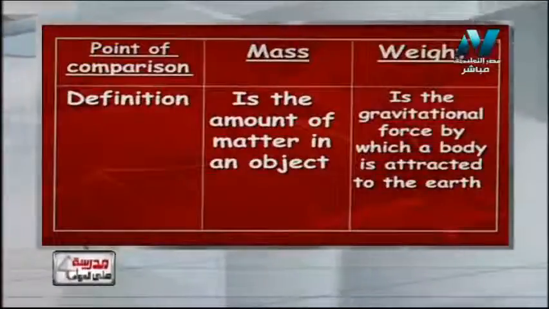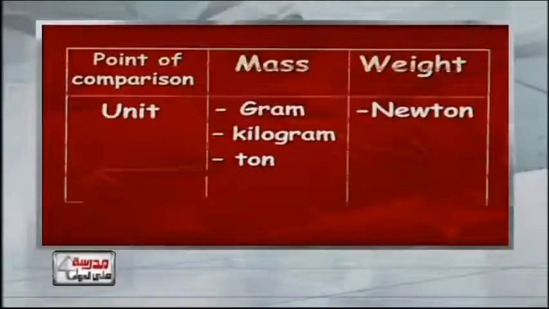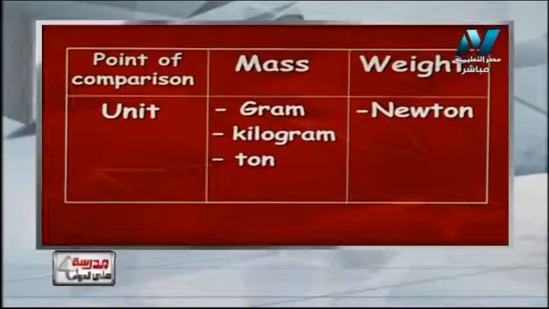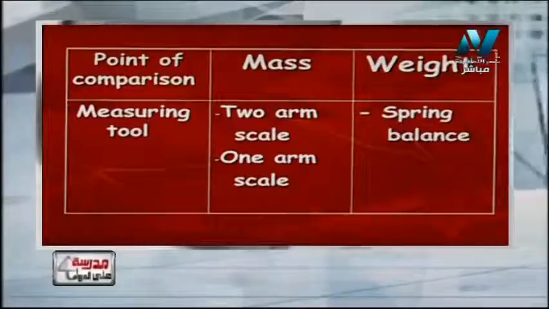Okay, so now let's have a definition for each one of them. Mass is the amount of matter in an object, but weight is the gravitational force by which the body is attracted towards the earth. Units: gram, kilogram, ton, and Newton. At last, measuring tool: arm scale for mass and spring scale for weight.